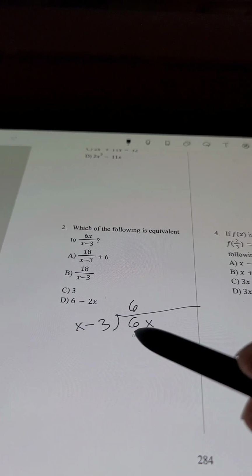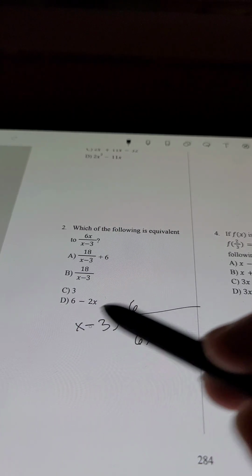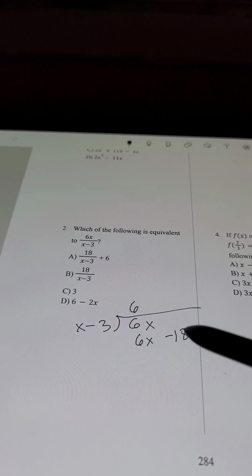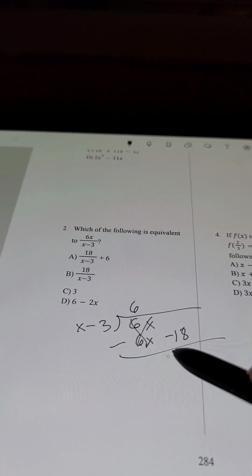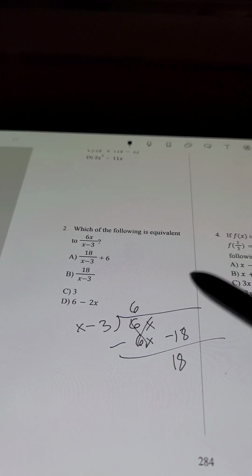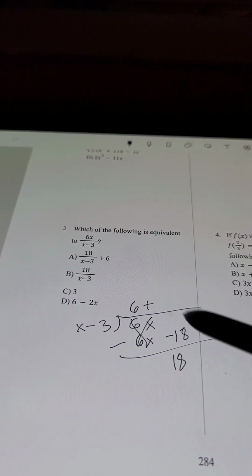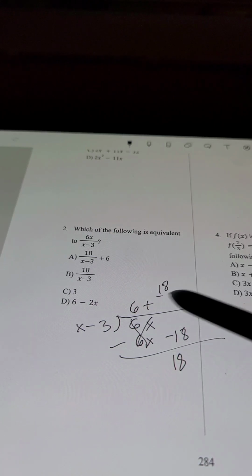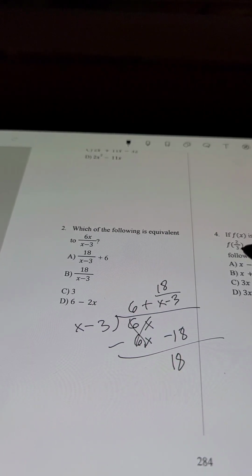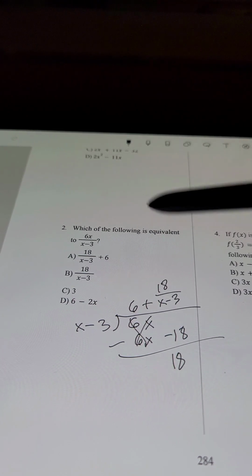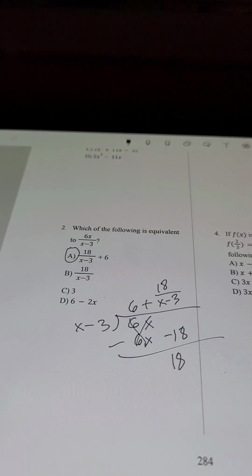So now I multiply 6 times x is 6x. 6 times negative 3 is going to be negative 18. So then I have to subtract this. These cancel out. And then minus and minus is a plus. So it's plus 18. So then it's going to be 6. And then I add on the remainder over what's on the outside, x minus 3. So let's see what fits that. And that's just a. The same exact thing as a.